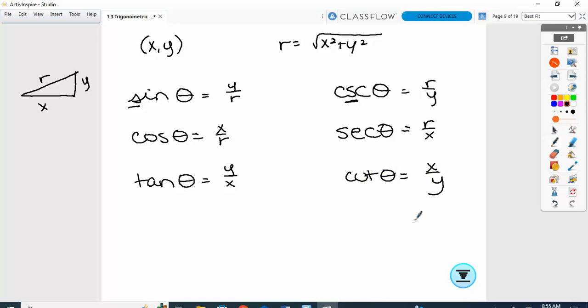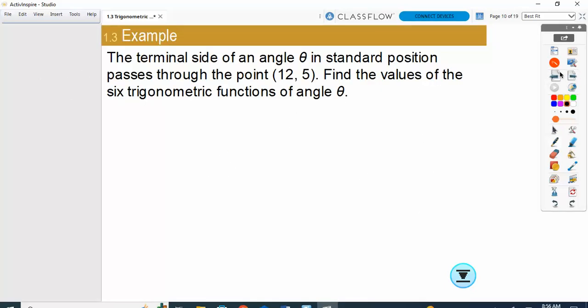So what we're going to do today is I'll give you a point and we will find all of these trig functions. So we'll just need to get the x, y, and r and then work from there. So if this says the terminal side of an angle theta in standard position passes through the point 12, 5, all you really need to jot down is your ordered pair, and we need the values of all 6 trig functions.